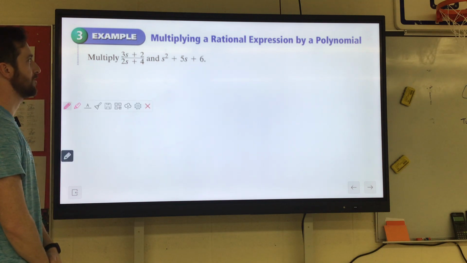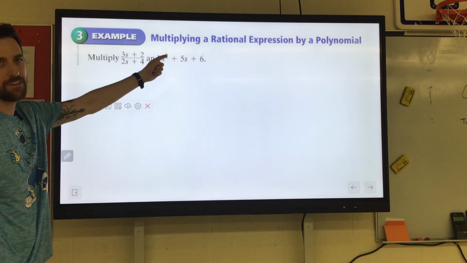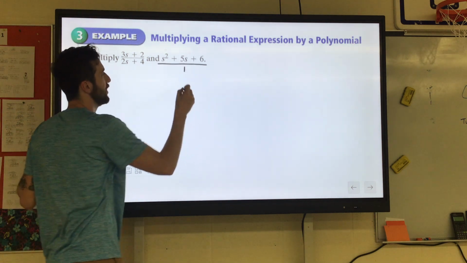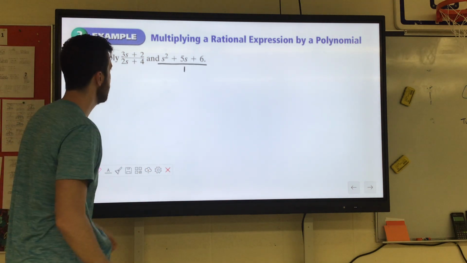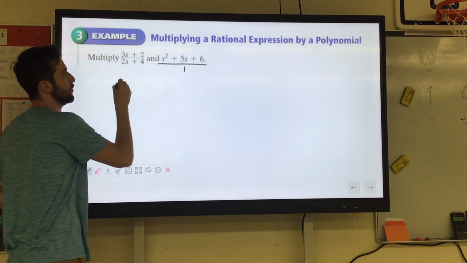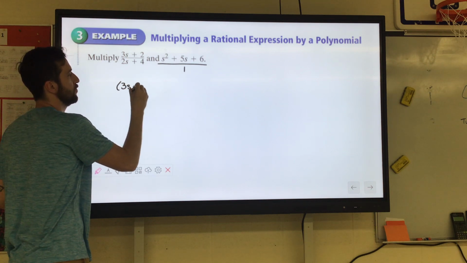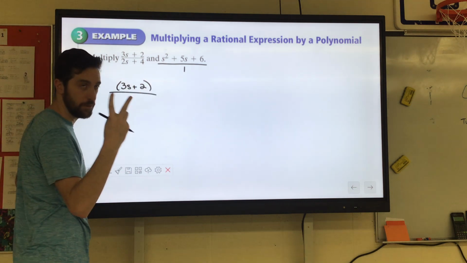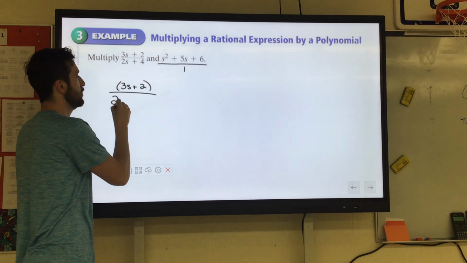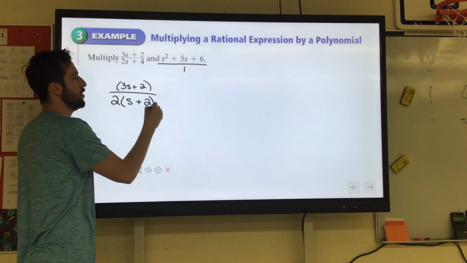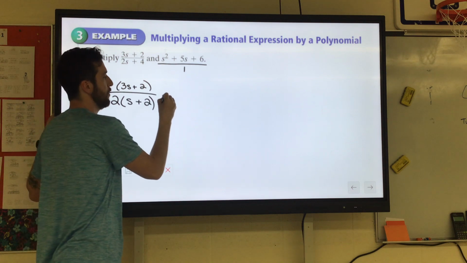We're multiplying this. Now, you're like, that second one's not even a fraction. Everything's a fraction, man. It would just have a denominator of 1. All right, so let's factor 3s plus 2. They don't have a common factor, so we'll just leave it. 3s plus 2. The denominator, 2s plus 4, those have a 2 in common. So we'll factor out the 2. 2 times s is 2s. 2 times 2 is 4. Boom. We're all factored up.